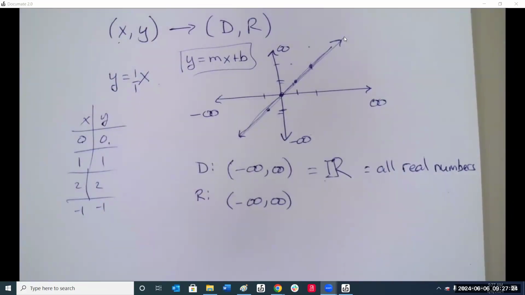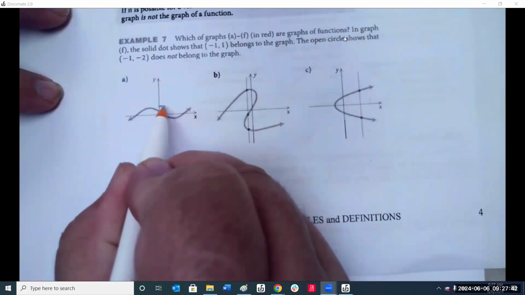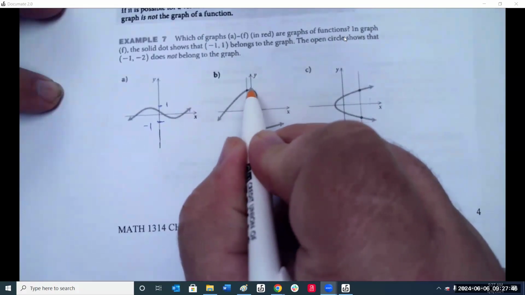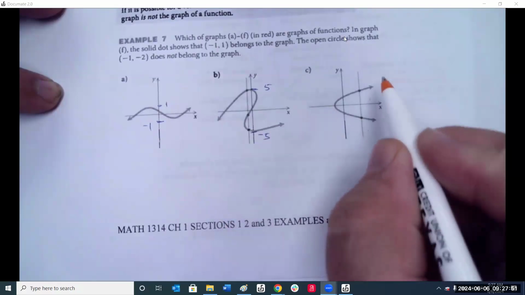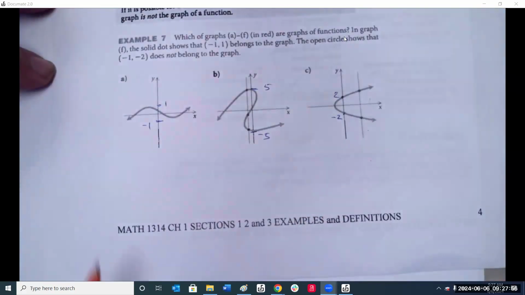So far, so good? Okay, now let's look at the pictures. When we talked about whether it was a function or not, when we deal with domains and ranges, they don't have to be functions. If I gave you a graph, you can tell me the domain and range. So let's say this is from +1, -1, and this is 5, -5. That's at 2, -2. So in the first one, what's my domain?